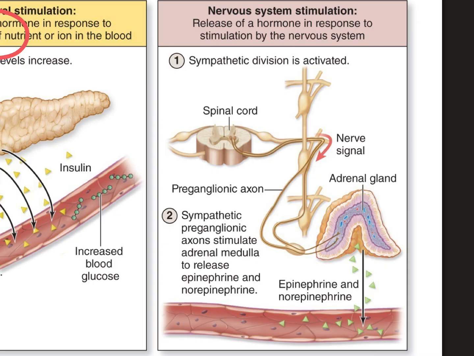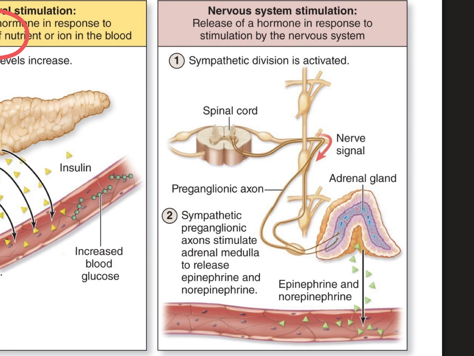And if you remember, during our autonomic nervous system 1 lecture, I went through the neurotransmitters. We said epinephrine and norepinephrine are neurotransmitters, but they can also act as a hormone. This is how they act as a hormone.